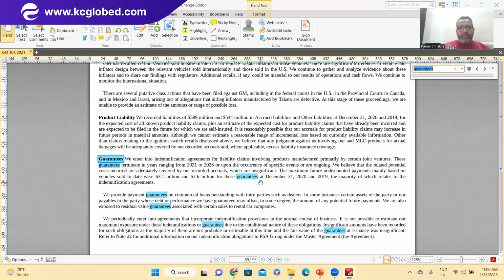So like these kind of guarantees, these are not recorded in the financial statement, but disclosures are required. It's called an off balance sheet item. Off balance sheet items are those items which you do not record, which you do not account for, but it is important for the user of the financial statement to know.